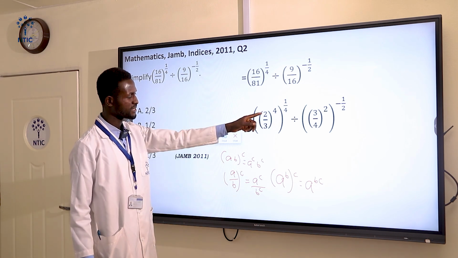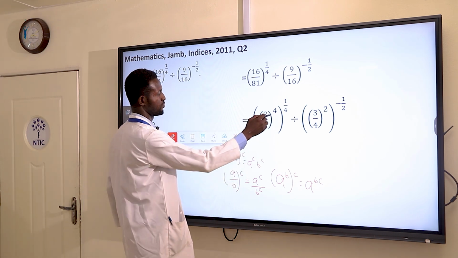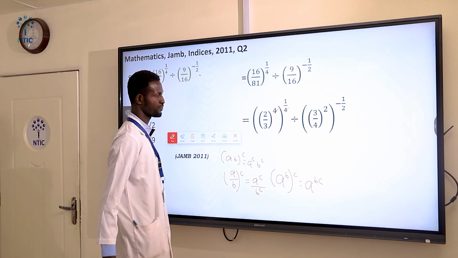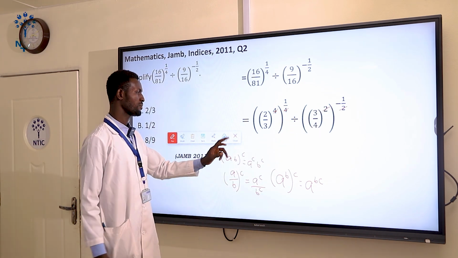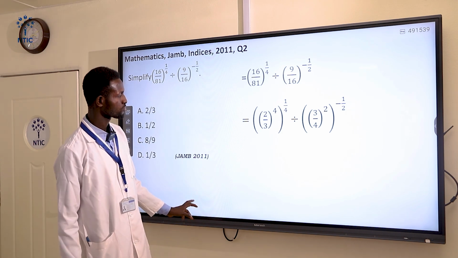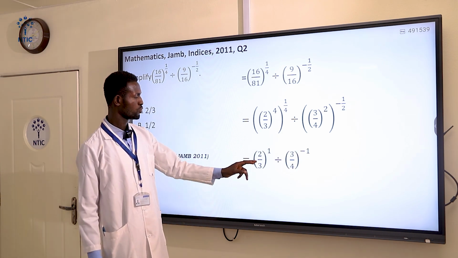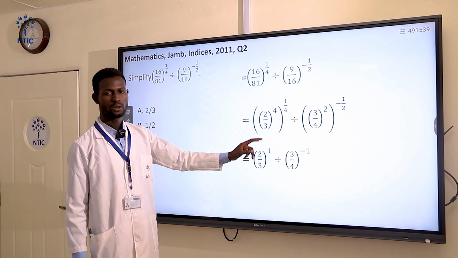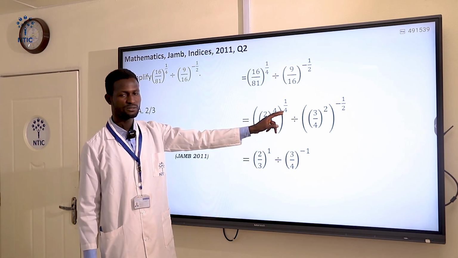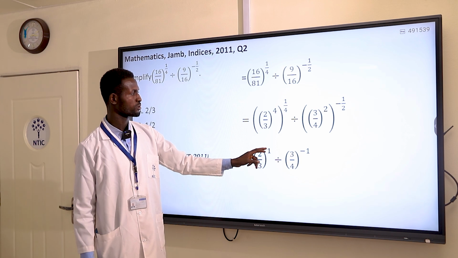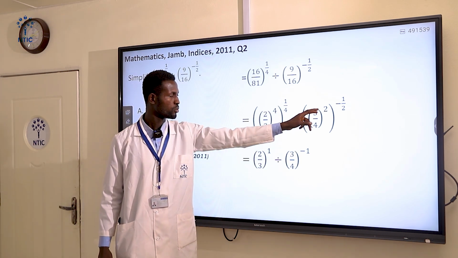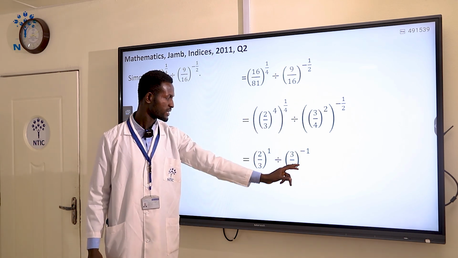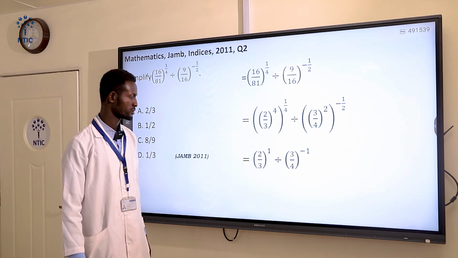So if we apply that law here, we have 4 dividing 4. We also have 2 dividing 2. Then we will now be left with 2 over 3 raised to power 1. Recall that 4 divides 4 to get 1. 1 times 1 gives 1. And also, 2 cancels 2 to get minus 1.